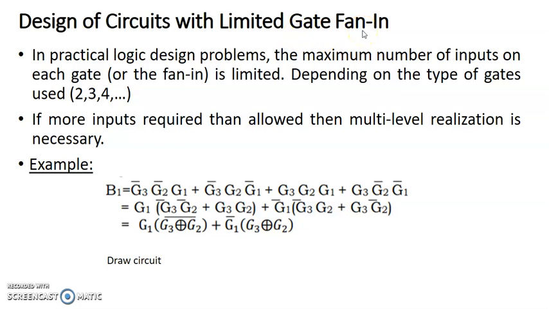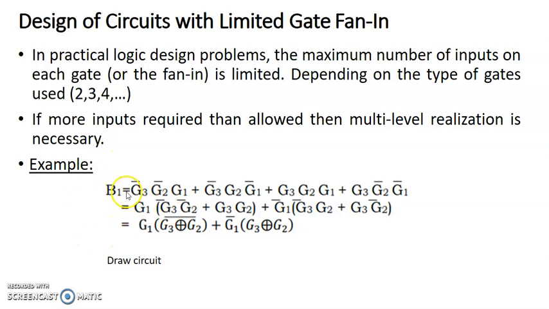So what is this gate fanning? It is the limited number of inputs for the gates. When the number of inputs required is more than whatever can be allowed, then we need to go with multi-level realization. So this becomes mandatory when the number of inputs is more than whatever is allowed.